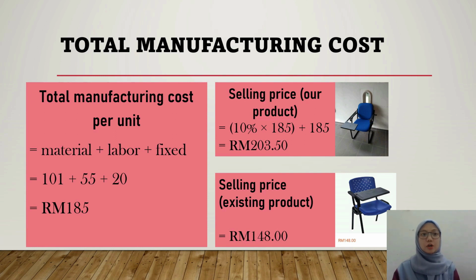For the selling price of our product, we took a 10% profit margin, and the total selling price is RM203 and 50 cents. The existing chair is RM184. The difference between the existing product and our product is RM55 and 50 cents. There is no big difference compared to our product, and actually it is worth it because our product can be used by both left and right-handed students. That's all for me. Thank you.